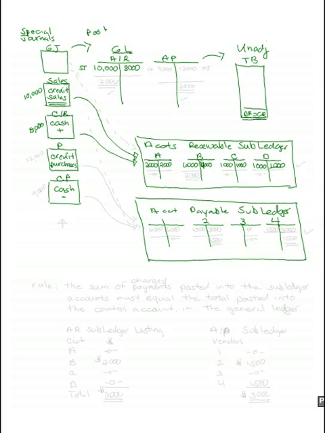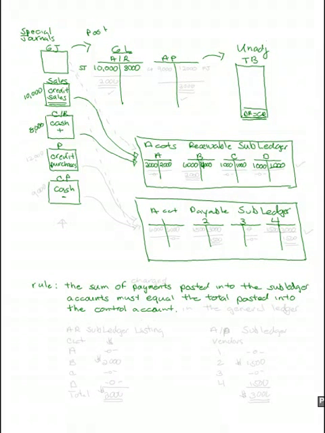So there's a rule in place here. The rule is the sum of the payments posted into the subledger. The payments or charges, either one. Let's put both of those there. The sum of the charges or payments posted into the subledger accounts must equal the total posted into the control account in the general ledger.